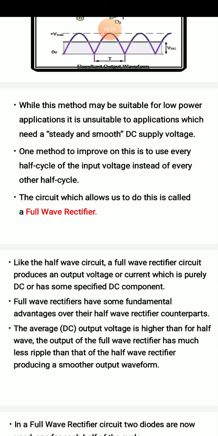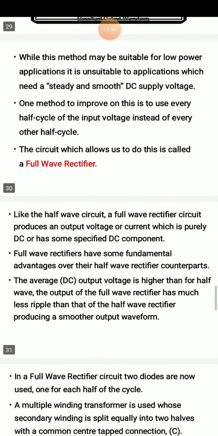So one method to improve on this is to use every half cycle of the input voltage instead of every other half cycle. The circuit which allows you to do this is called a full wave rectifier. It is very important. We have some methodology, some operation, to improve on this: use every half cycle of the input voltage instead of every other half cycle. So step by step we are giving the voltages here.